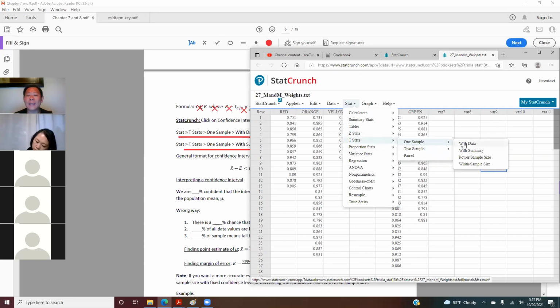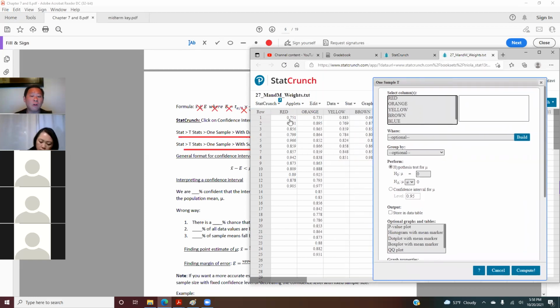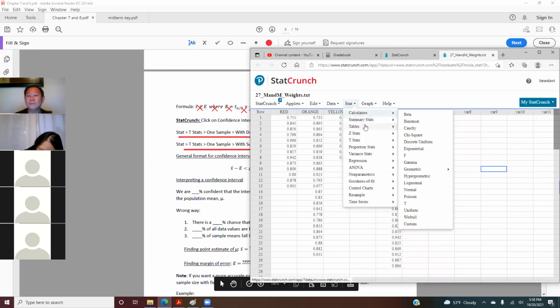When you say with data, it will tell you which column you pick for data, because your data will be imported, or you have to type it into your columns here. And then you make sure you put in the confidence interval. So that is where you do with data.